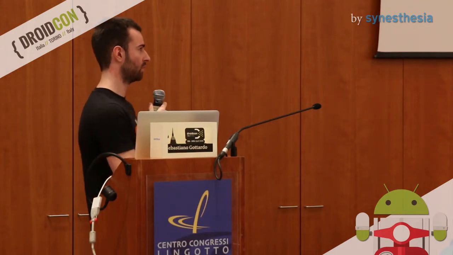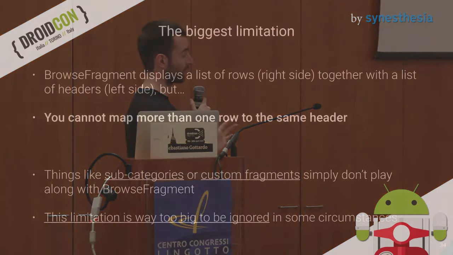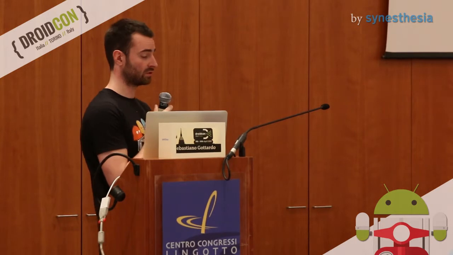And also, if you want to customize Leanback even further, you are going to clash into a problem by means of a limitation, especially on the browse fragment component, because you see, we said before that every row on the right in browse fragment is tied to an header on the left. But the thing is that you cannot map more than one row to the same header. And this is because browse fragment only allows children that extend from the row base class. And this means that things like subcategories or custom fragments don't really play along with browse fragment.